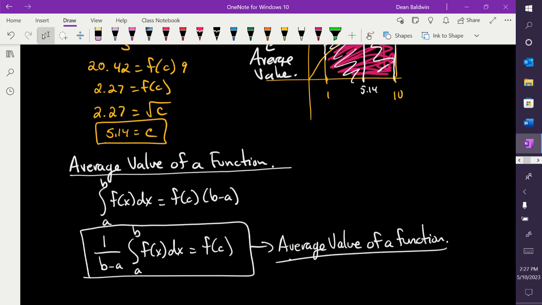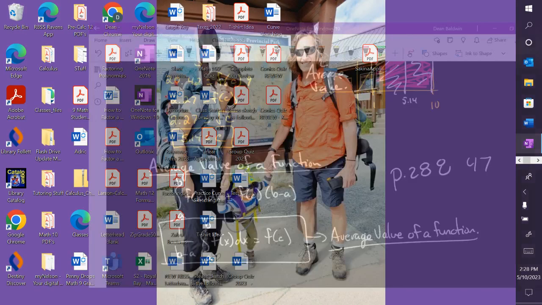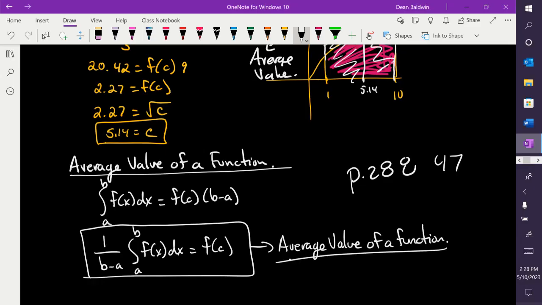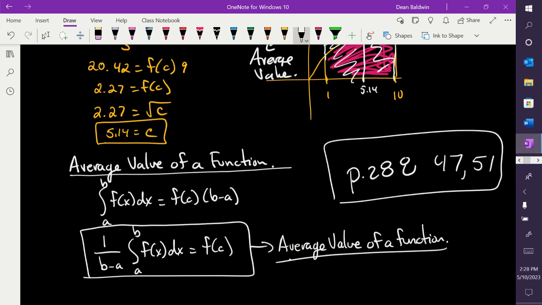All right. I just got a couple questions I would like you to do. On page 288, we'll do one mean value theorem question. Let's do 47. And we'll do one average value question. Number 51. Number 47 and 51, please.